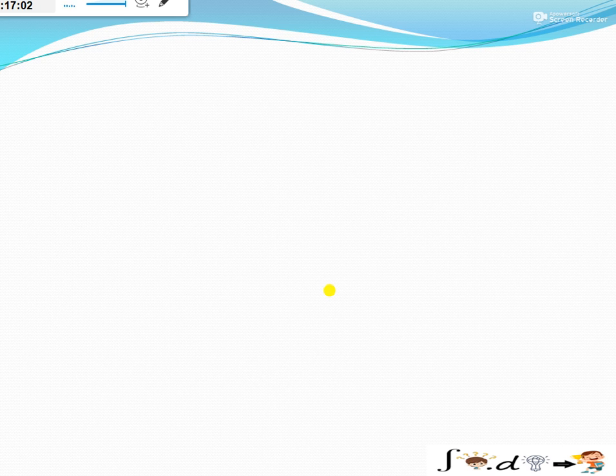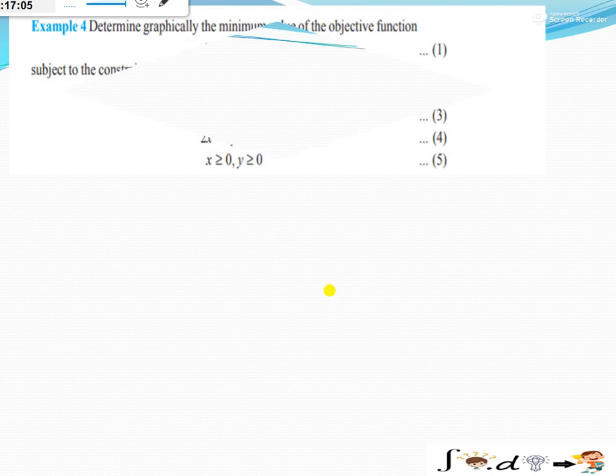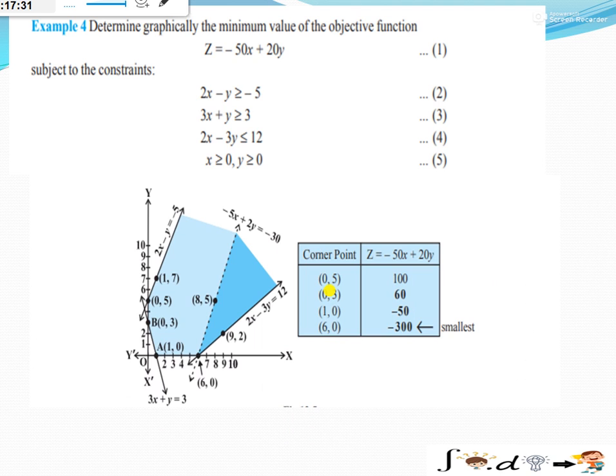And now you have to see the next example. Determine graphically the minimum value of the objective function z is equal to minus 50x plus 20y subject to constraints 2x minus y is greater than or equal to minus 5, 3x plus y greater than or equal to 3, 2x minus 3y less than or equal to 12, x is greater than 0, y is greater than 0. So first of all we have to draw the graph for this. These are the graphs and we have shaded this region.